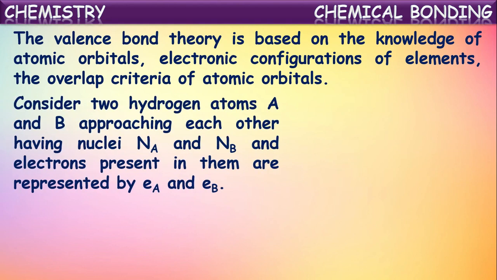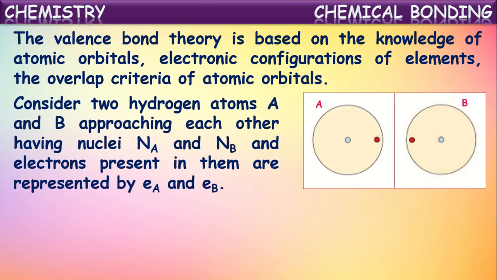Consider two hydrogen atoms A and B approaching each other, having nuclei Na and Nb, and electrons present in them are Ea and Eb respectively. The nucleus of the first hydrogen is represented as Na and the nucleus of the second hydrogen is represented as Nb, and their electrons are respectively represented as Ea and Eb.